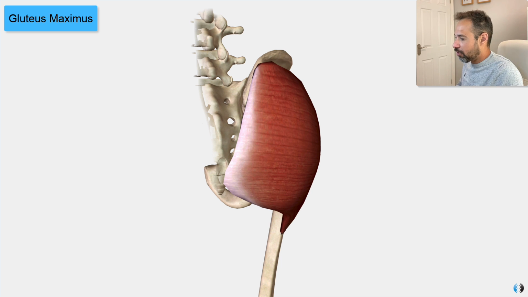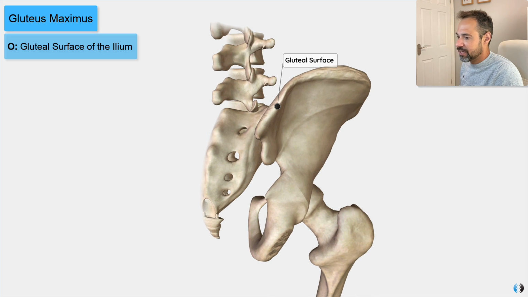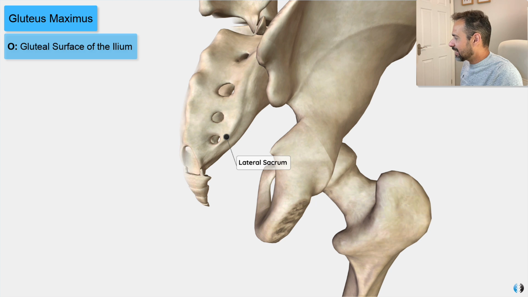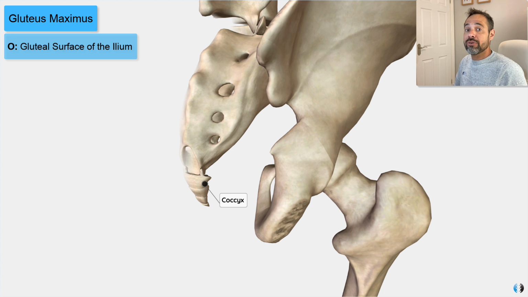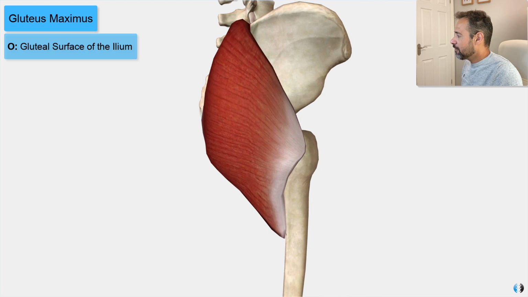So we start with the origin, and the most clear origin of the glute max muscle is the gluteal surface of the ilium, which is the superior posterior surface of the ilium. And it has a couple of other smaller origin points, including the lateral sacrum and the lateral aspect of the coccyx. And it also has other myofascial attachments to the muscles or fascia around the thoracolumbar region and also the sacrotuberous ligament.